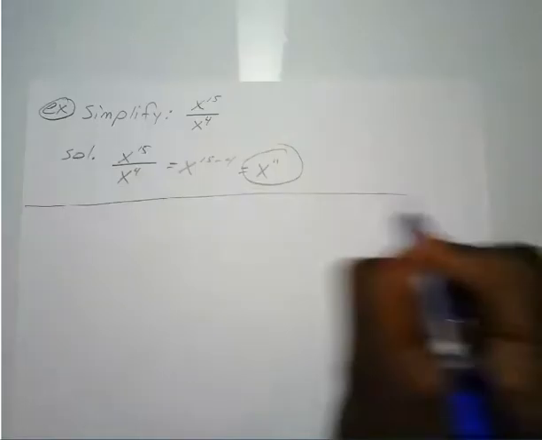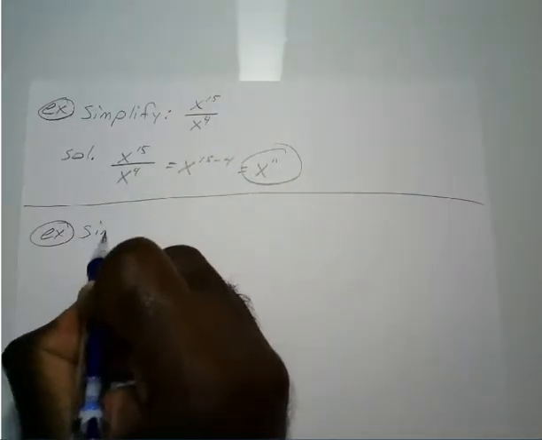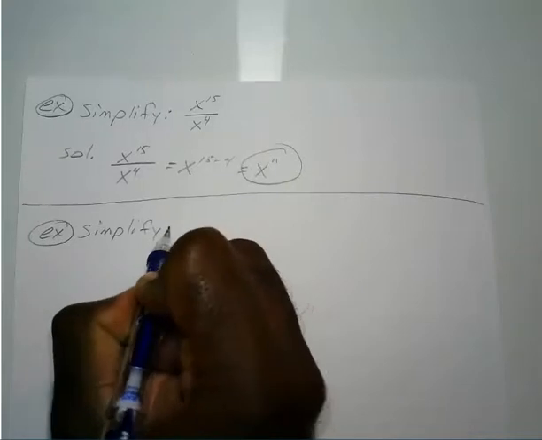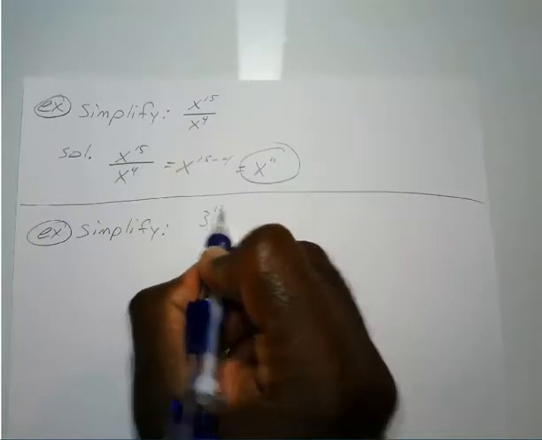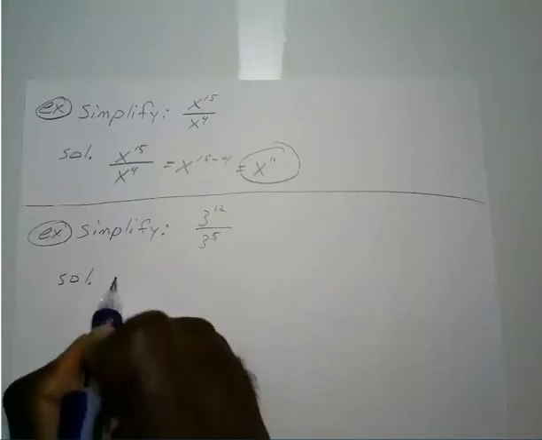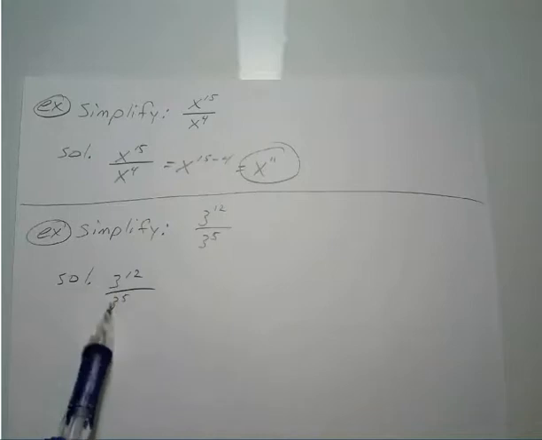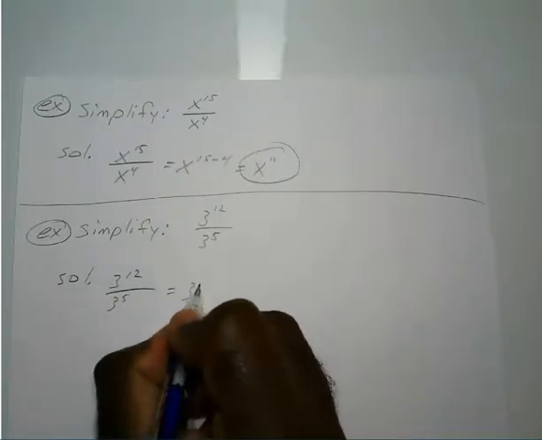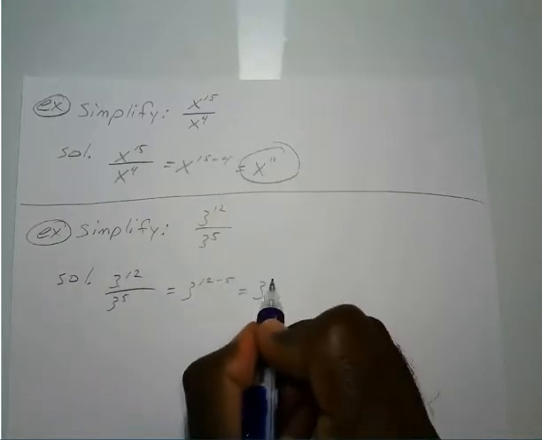All right, so what if we wanted to simplify? They may say simplify, evaluate, solve, either one. They're asking really the same thing. So if we have 3 to the 12th power over 3 to the 5th power. Again, the bases are the same, so we're good. Both have a base of 3. So that's just 3 to the 12 minus 5. So that's 3 to the 7th power.